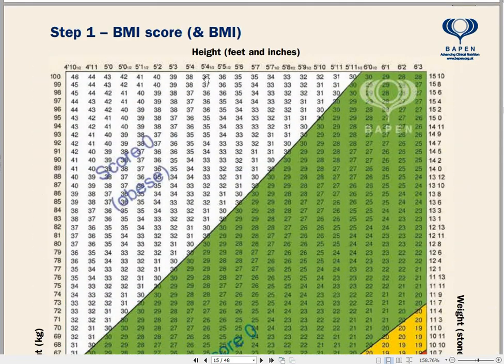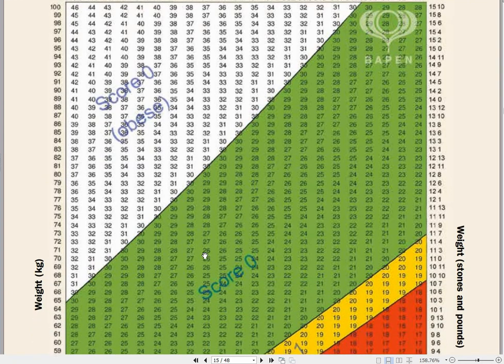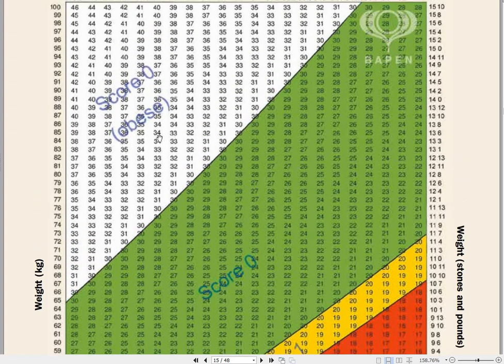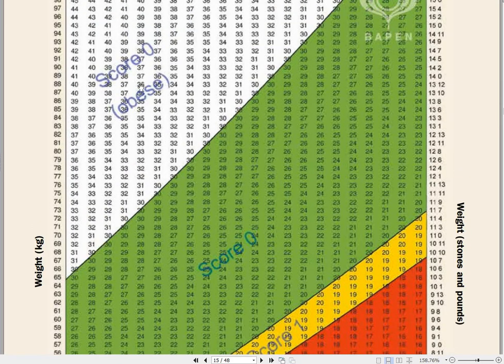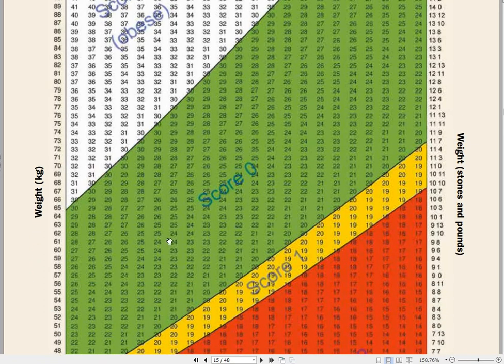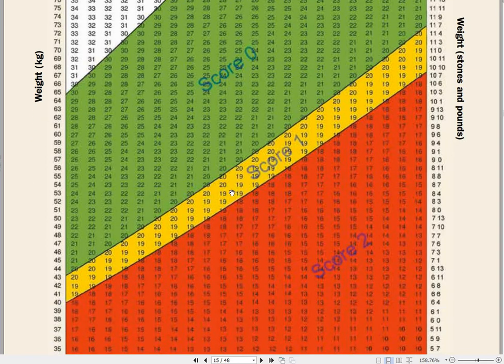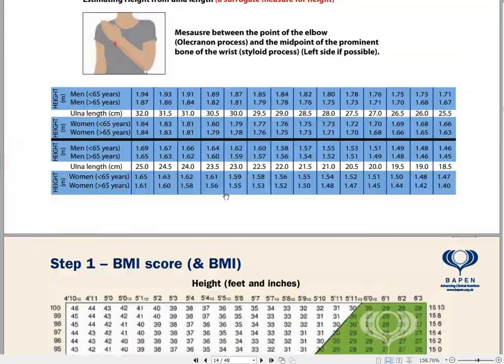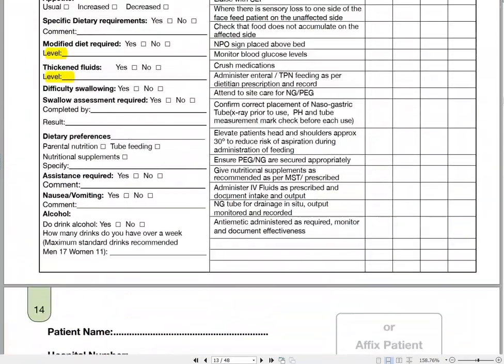So you get their height and you measure it up with their weight, and then you can see whichever section the patient falls into. So either they'll score a 0, they're in the white section, which means they are obese. If they're in the green section, then they're a healthy weight, but they score a 0. If they're in the yellow section, they score a 1. And if they're in the red section, they score a 2. Okay? So you can get your BMI score there, and then we go back up to our assessment.